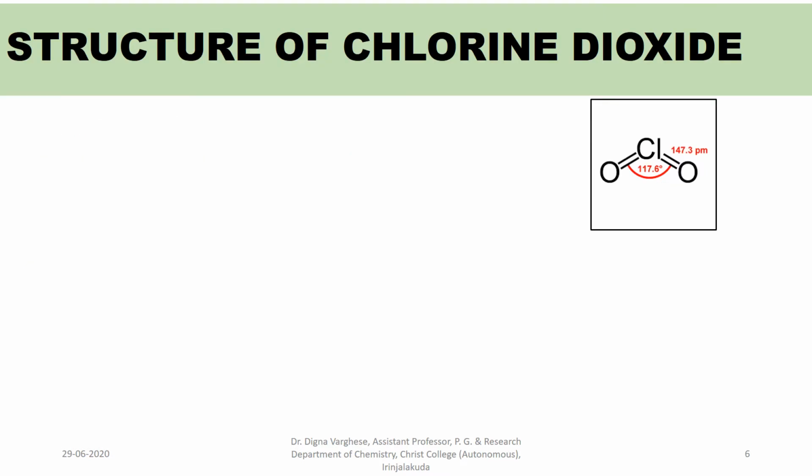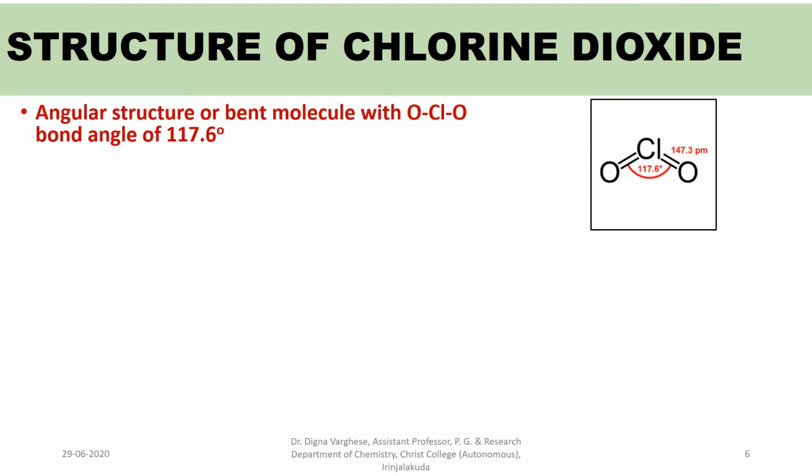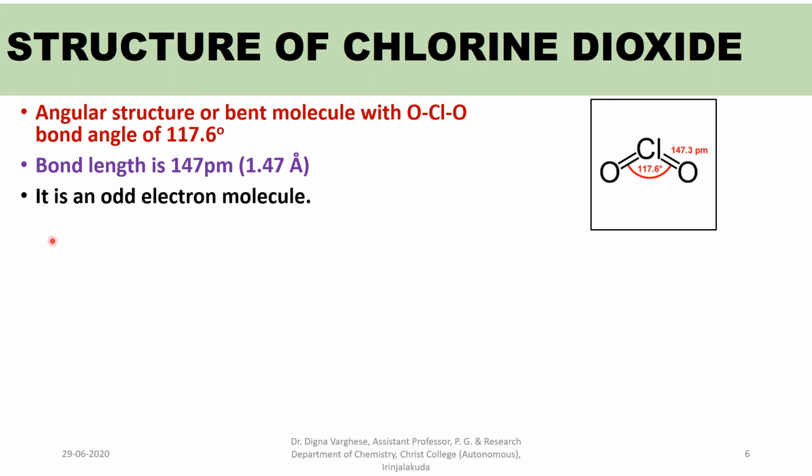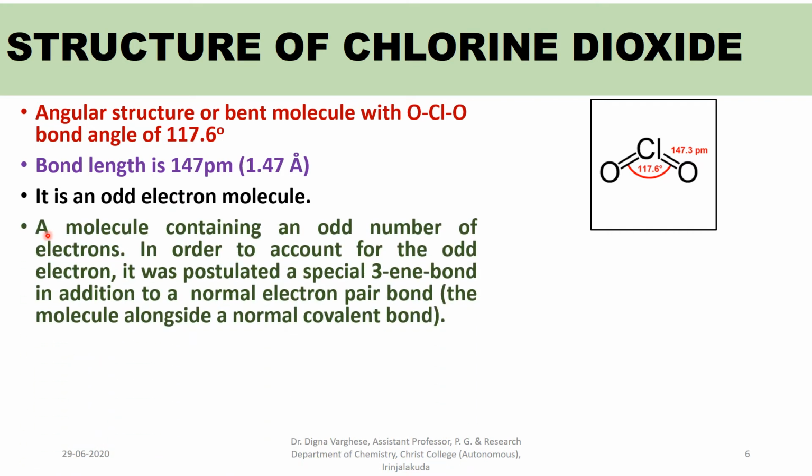Structure of chlorine dioxide. Angular structure or bent molecule with the OClO bond angle of 117.6 degrees and bond length between chlorine and oxygen of 147.3 picometer. It is an odd electron molecule, a molecule containing an odd number of electrons. In order to account for the odd electron, a special 3-electron bond was postulated.